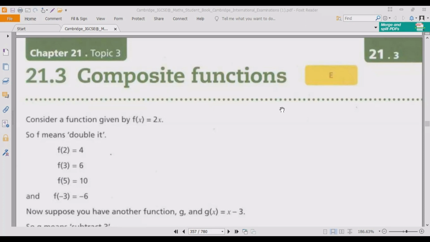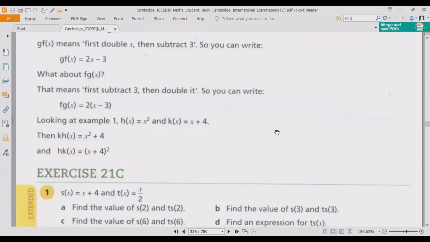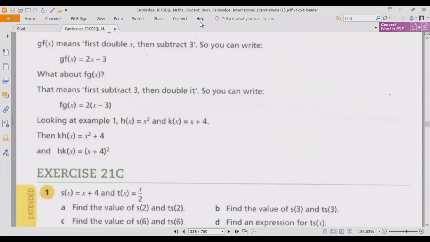And now to practice these types of questions that can occur in the exam, we will follow exercise 21C of the Collins book. So let's start our lecture.